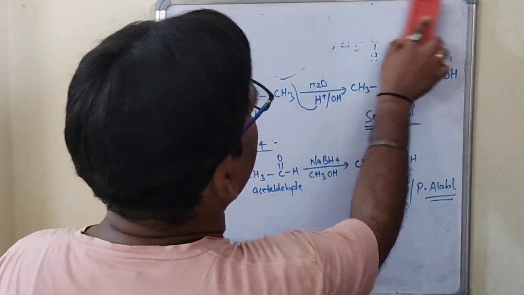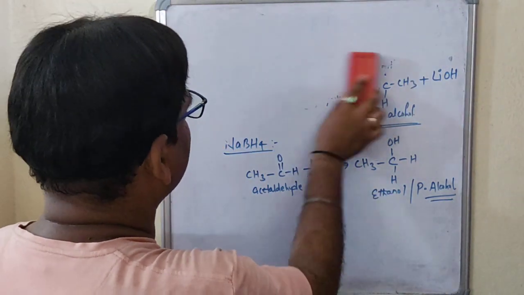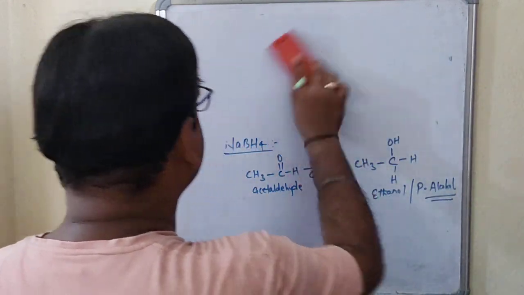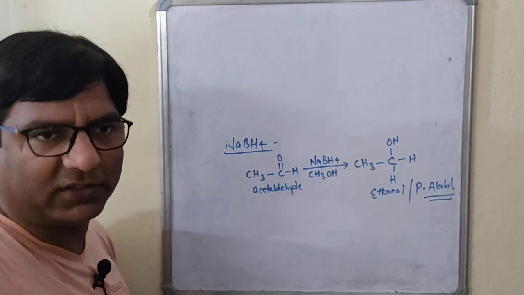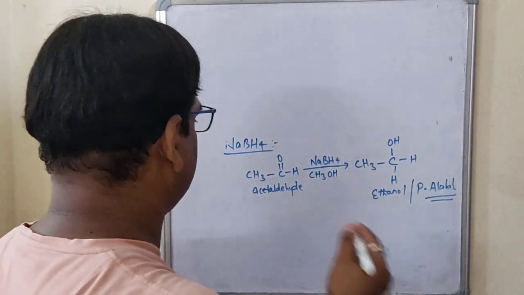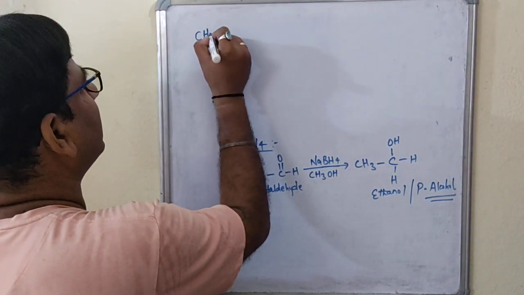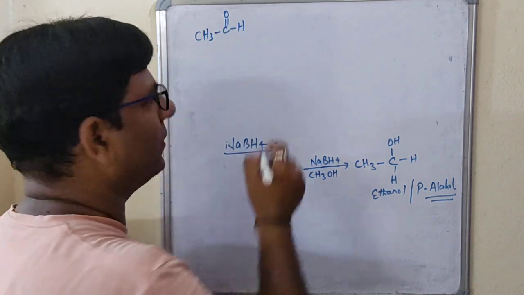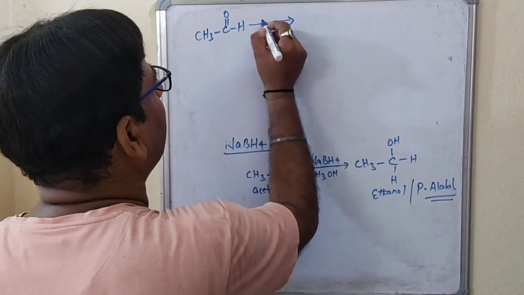If you have understood the first one, how to write the mechanism of this, in the same way you will write the mechanism for this also. There is no problem at all. Now let us take this example, CH3, C double bond O, H. Now in the first step what will happen?